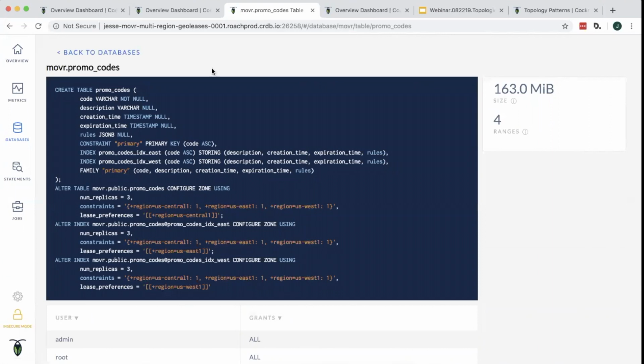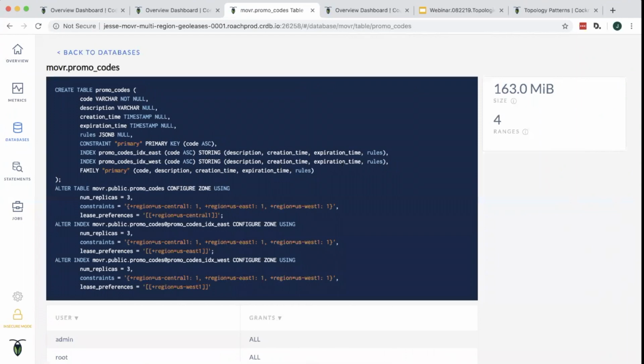What we've done here is we've created two additional indexes. The main table, we just call it the primary index. We've created two additional secondary indexes. Each of them is basically an exact replica of the primary index. We've created one secondary index that we're calling index east, and you can see it's storing all of the columns in the table. And we've created another index, index west, again storing all the columns in the table.